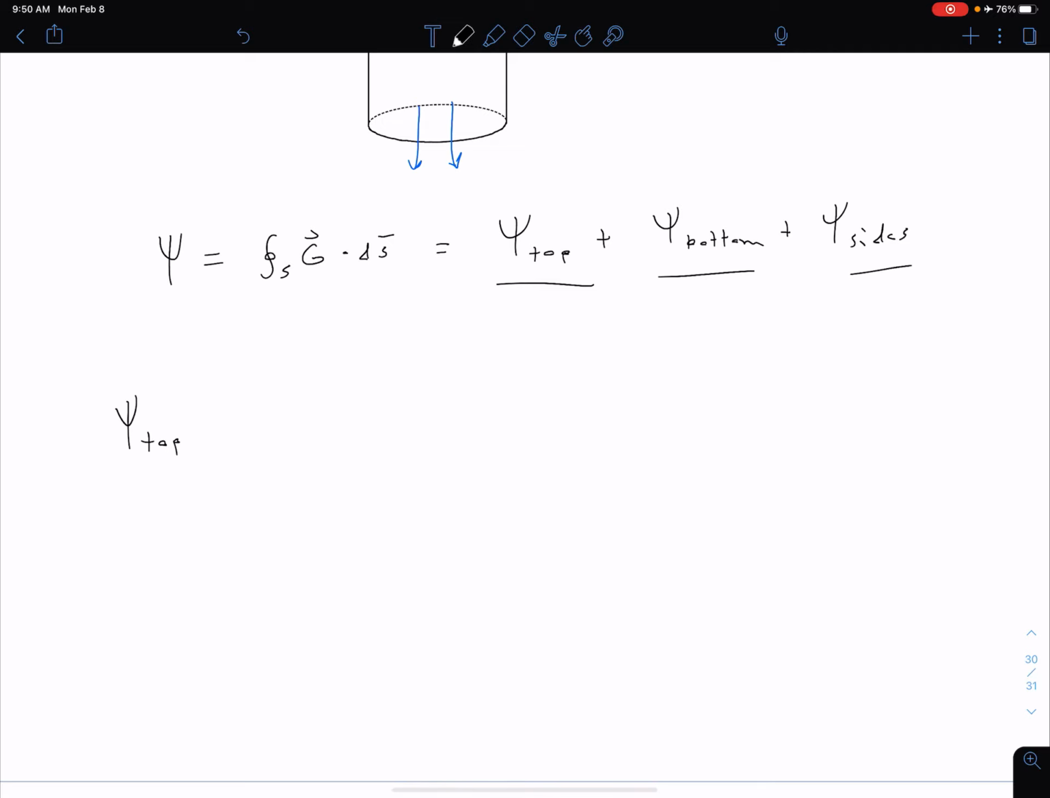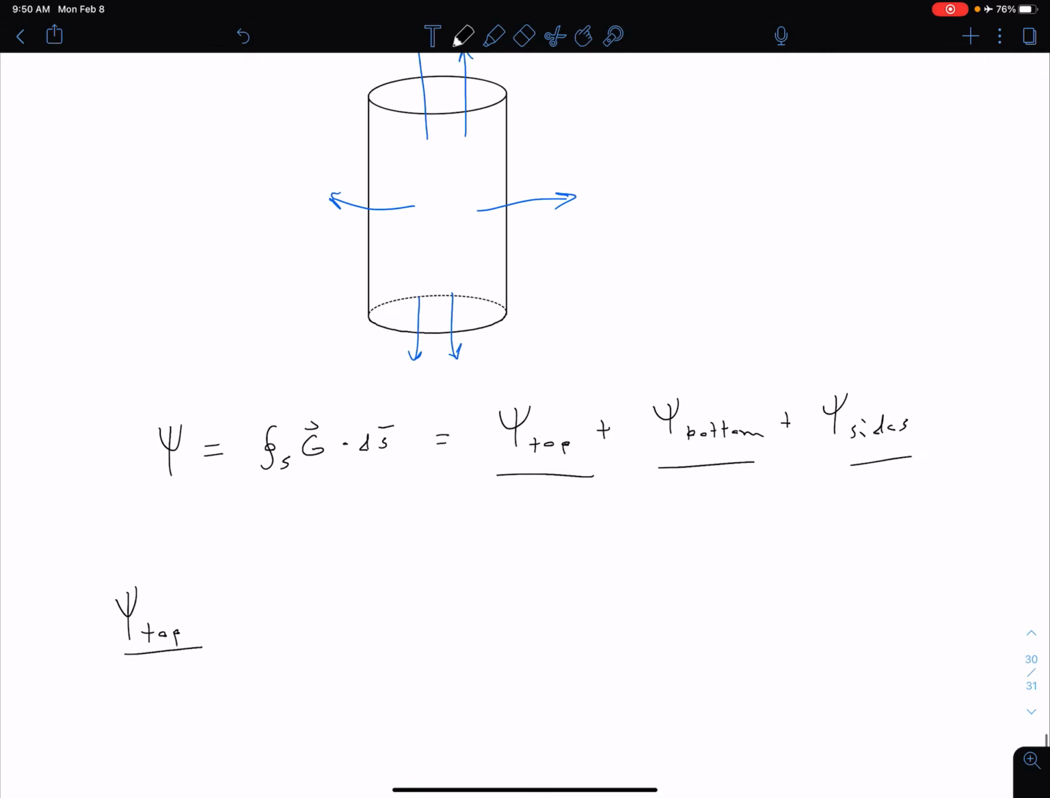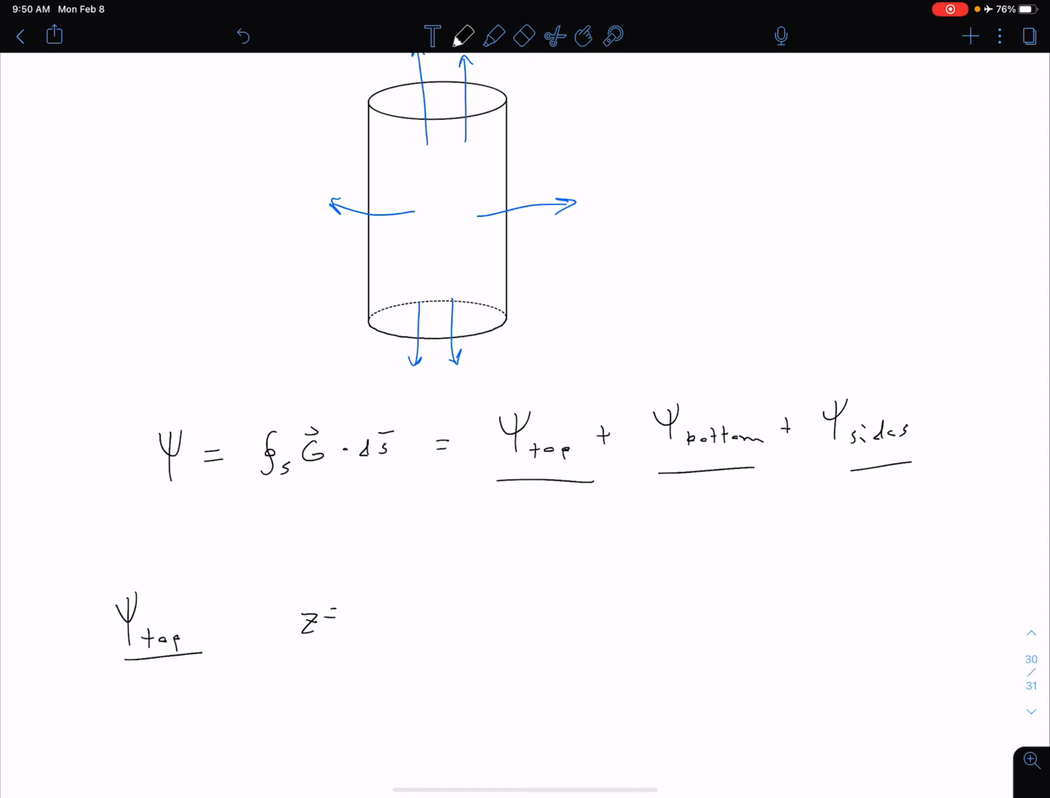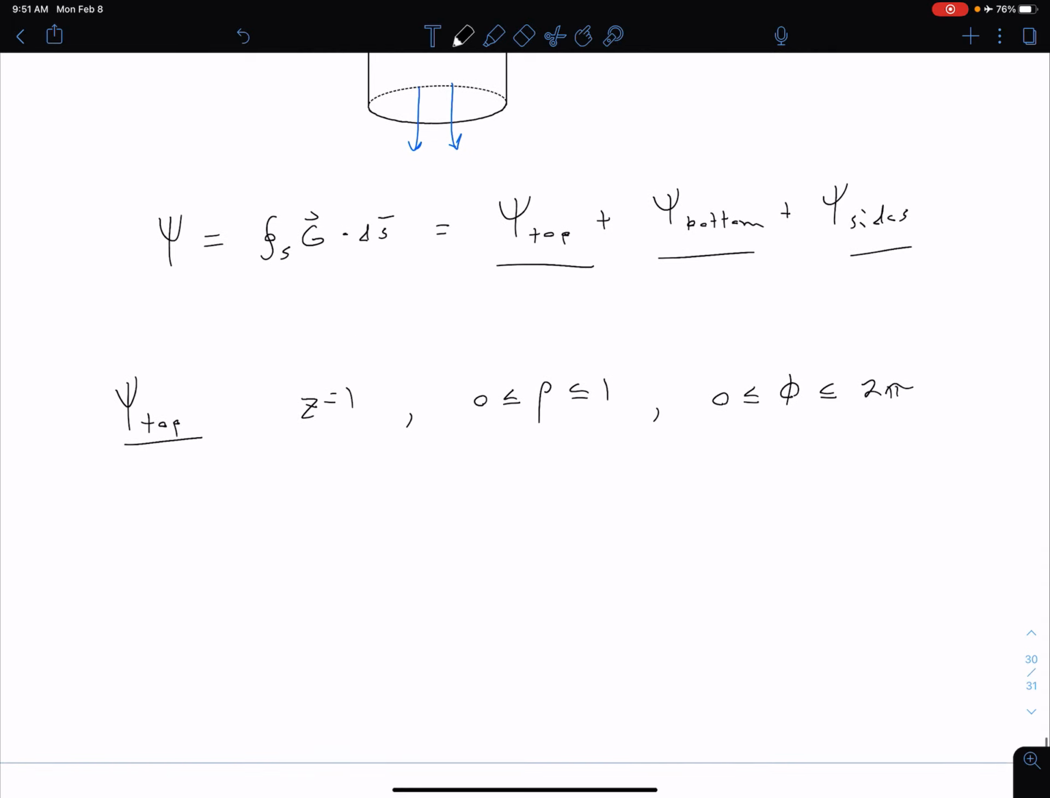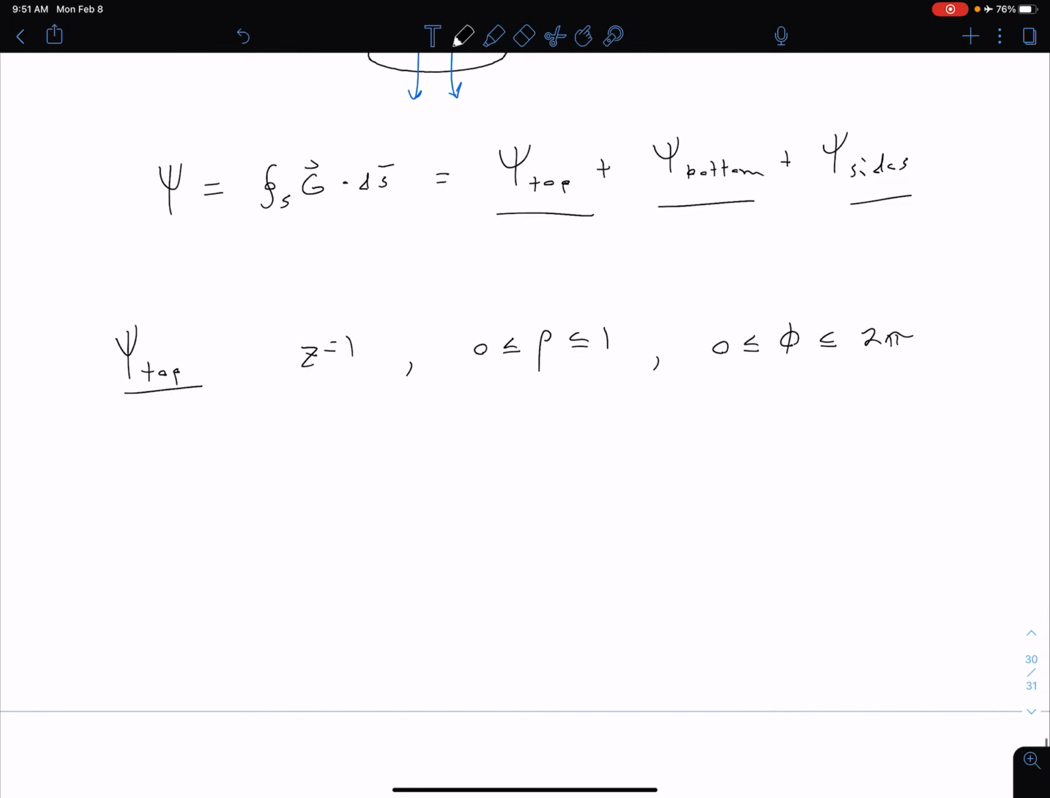So starting with the flux out of the top, at the top we know that our z is equal to 1. We know that our rho is varying between 0 and 1. And we know that our phi is varying between 0 and 2 pi. Essentially that makes a disk at the top if we set these parameters here. So that's going to be our disk up here.